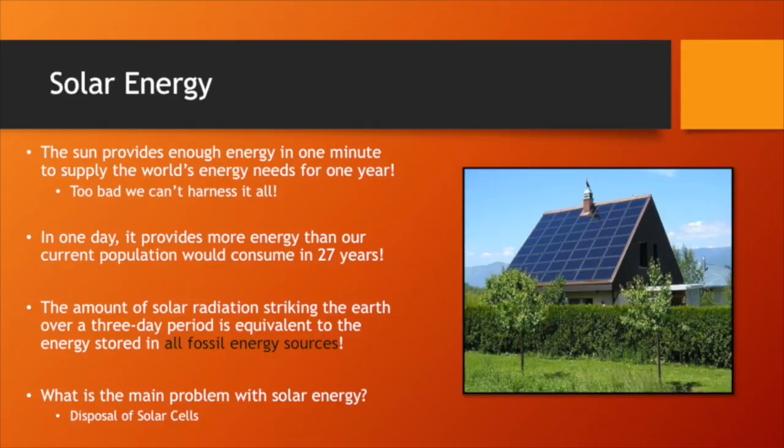So now, if the sun is so awesome, what is the main problem with solar energy? Well, the main problem is the disposal of solar cells. Some of these cells are constructed with some materials that, once disposed of, may damage the environment.